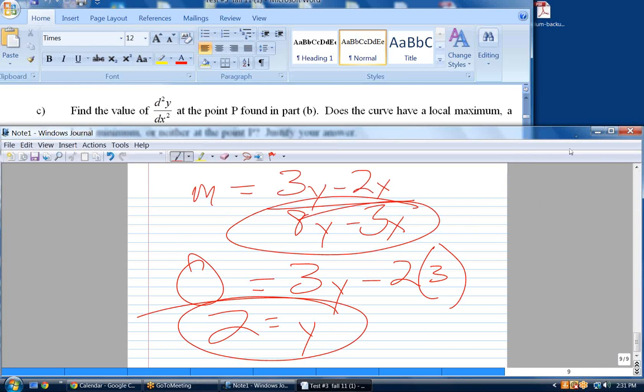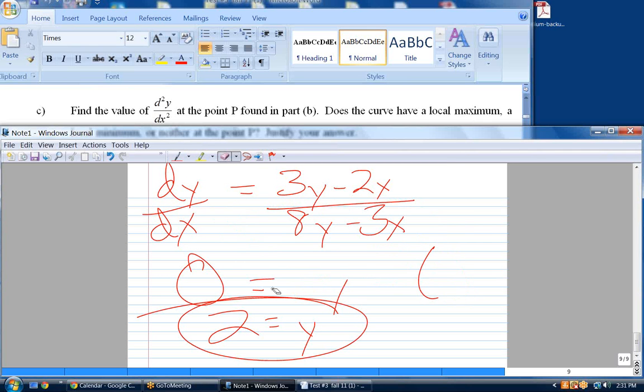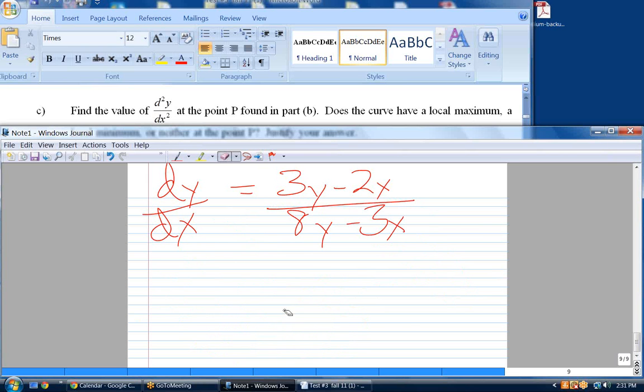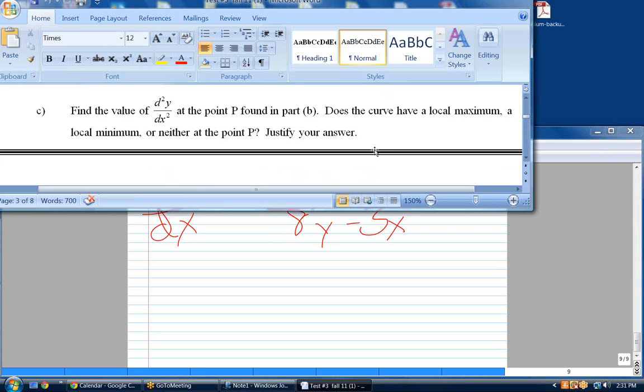Find the value of the second derivative at the point found in part B. So what are we going to do here? This is the first derivative, dy/dx. So we're going to take the second derivative. We're going to differentiate this, and then substitute our point 3 comma 2 to answer the question.